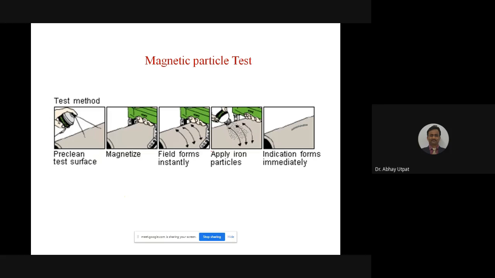So this is the procedure. Pre-clean the test surface, magnetize it. What is written? Field forms instantly. Field means magnetic field is formed instantly. Apply the iron particles or powder and an indication forms in this way. So this is the direction of field, and that's why the crack is detected. You have to remember these steps: first cleaning, second magnetizing or field generation, powder application, and indication.